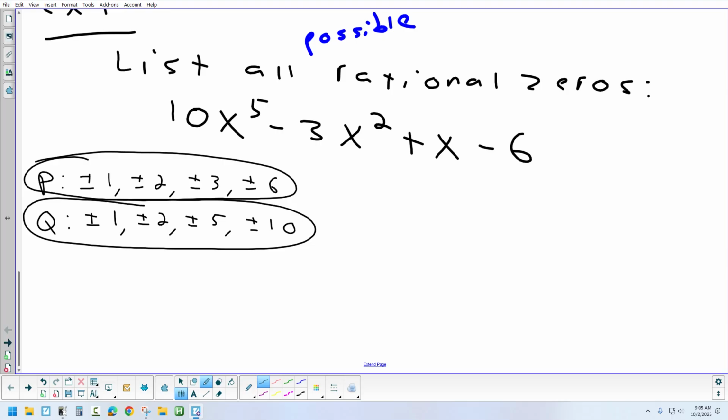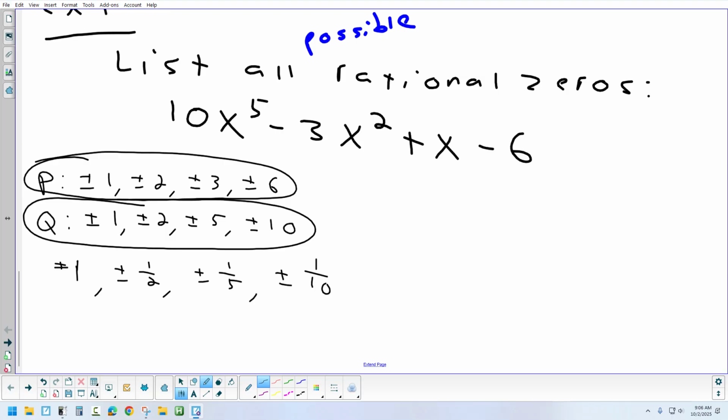So we could have a 1 in the top and a 1 in the bottom. We could have a 1 in the top and a 2 in the bottom. We could have a 1 in the top and a 5 in the bottom. A 1 in the top and a 10 in the bottom. Right, now let's go to 2.